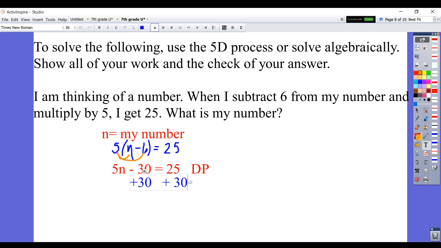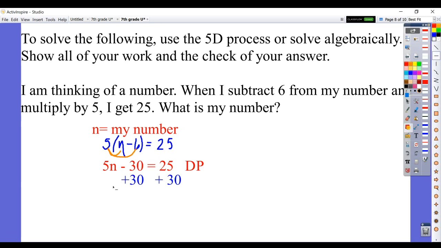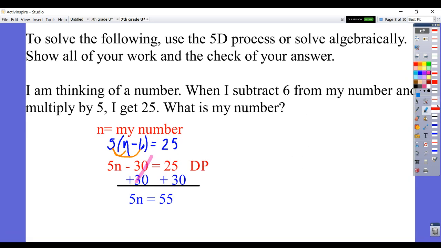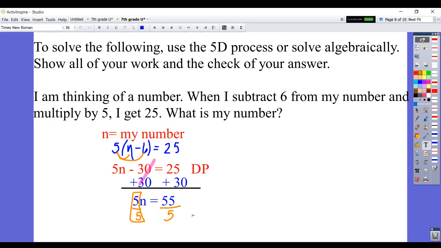So then I am going to get 5n equals 55 because this zeroed out. And then I'm going to divide both sides by 5. Again, this will create a giant 1, so I'll just get n, which is what I want. And n would equal, of course, 55 divided by 5 is 11. So 11 is my number.